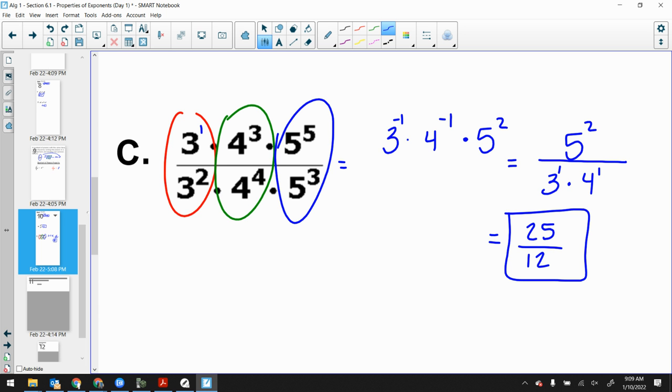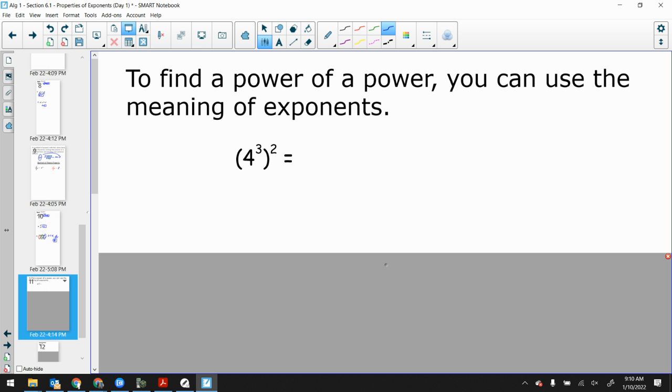All right, last property that we'll do today is called the power of a power. So this is like an exponent on an exponent. This is 4 to the 3rd to the 2nd. Now, to illustrate this one, I'm going to show you this. Doesn't that to the 2nd power just mean multiply this thing on itself 2 times? So like 4 to the 3rd times 4 to the 3rd, right? That's 4 to the 3rd squared.